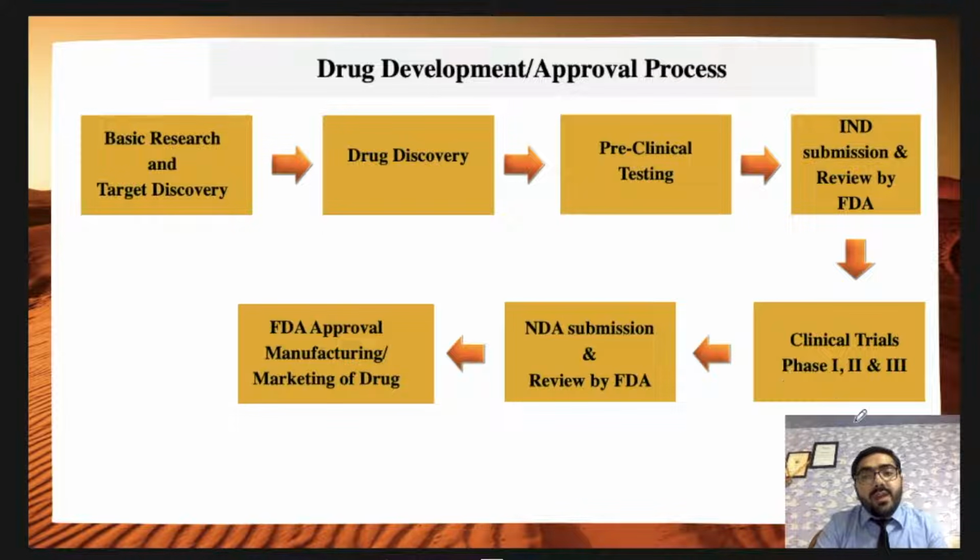Then after conducting the clinical trials, we will submit the NDA, which is the new drug application submission, and it is also reviewed by the FDA. After this review by the FDA, if the FDA authorizes that particular new drug application, only then the manufacturing or marketing of the drug is permitted. Okay, if the FDA doesn't approve that particular NDA submission, we don't have the authority to manufacture that particular drug. So this is all about the drug development process.